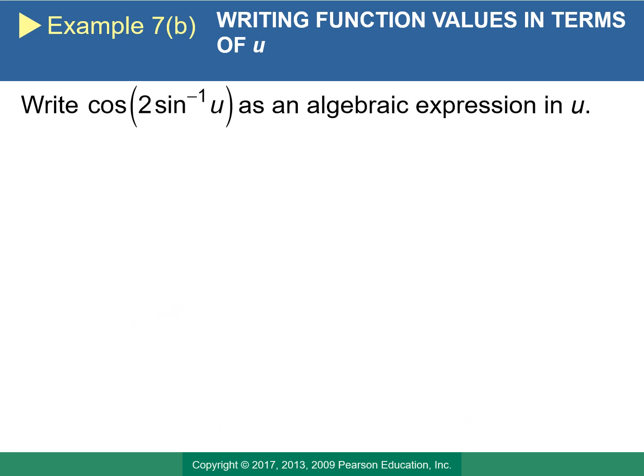Let's try one last example here, similar to the one we just finished. Write cosine of 2 sine inverse of u as an algebraic expression in u. So here's our angle, sine inverse of u. We're going to call that our angle theta. And so sine of theta equals u. And now thinking back to our expression here, noticing what we're working with, this is cosine of 2 times this angle, or theta, excuse me.